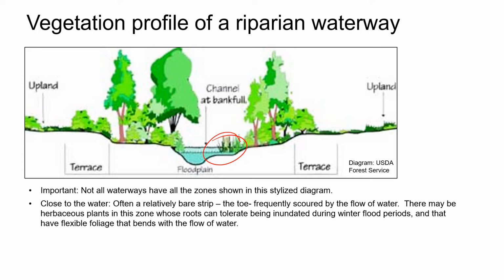Along the water's edge, there's often a relatively bare strip that's scoured clean by the flow of water. There may be a few herbaceous plants in this area, though, such as some species of sedges that have foliage that's pliable enough to bend but not break with a strong flow of water in winter, and whose roots tolerate inundation for relatively long periods of time.